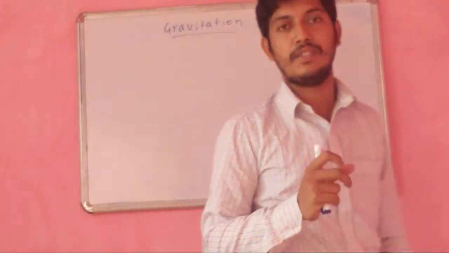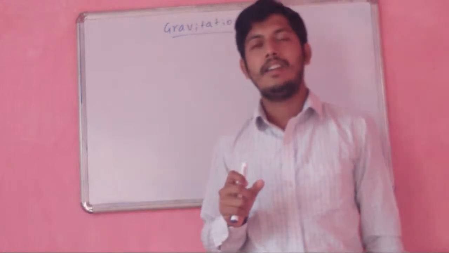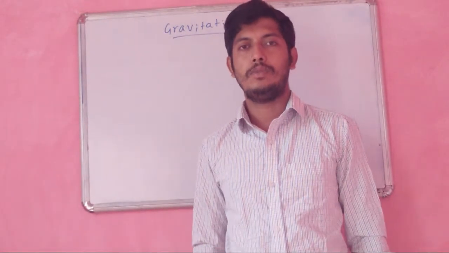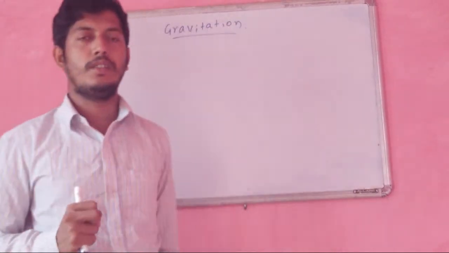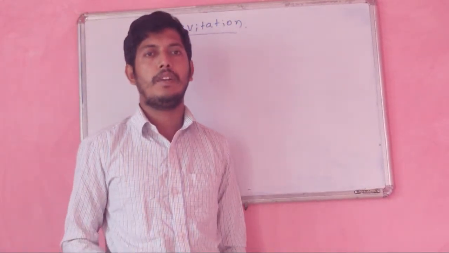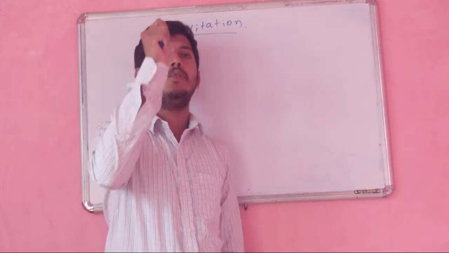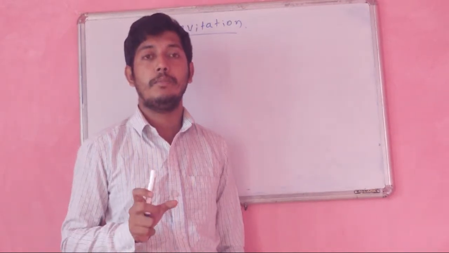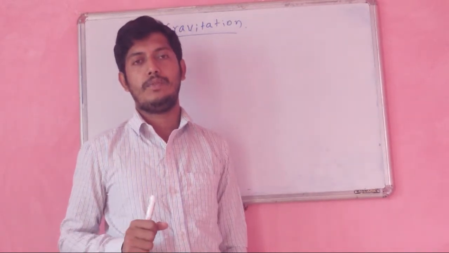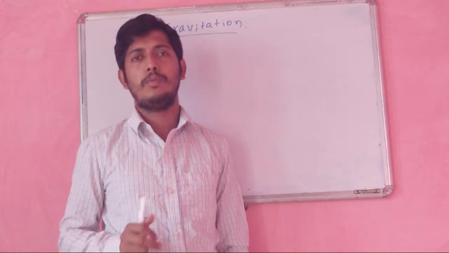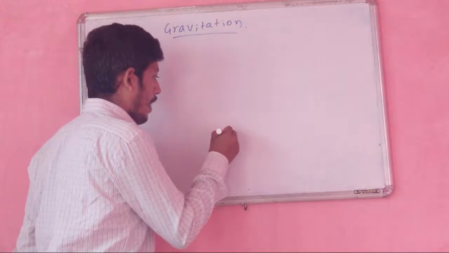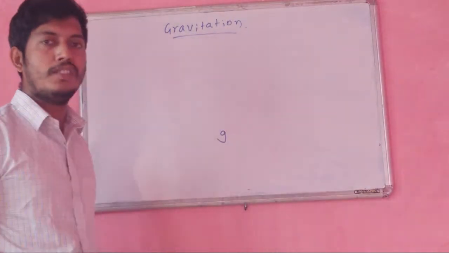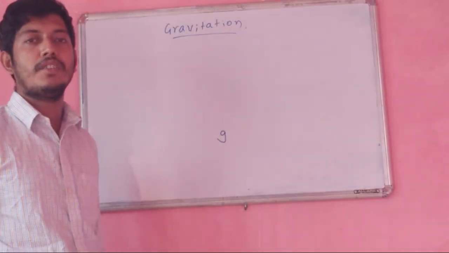Now, gravitational force means it is the force of attraction by the earth towards the object. That means earth attracts every object in the universe. Okay, for example, if we throw a pen upwards, it comes in downward direction. That is because of gravitational force. And in previous class, we may have learned about the value of small g. This small g is called acceleration due to gravity.